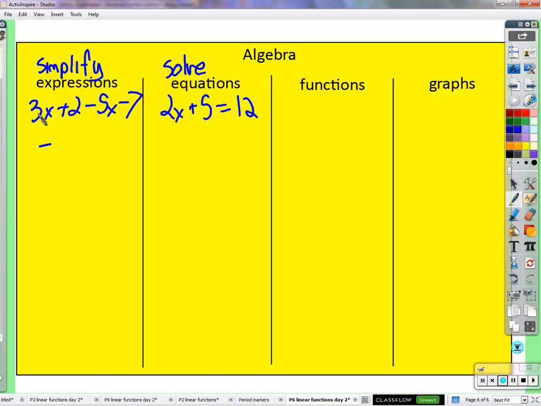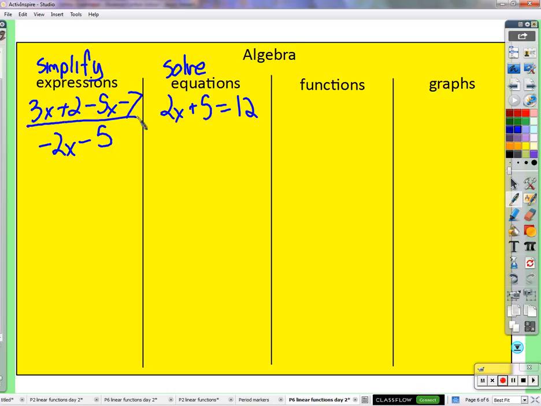When we say 3x, we're really saying we have 3 x's, just like we have 3 apples, or $3, 3 anythings. It's 3 times an x, just like 3 apples is 3 times an apple. So we have 3 x's. If I subtract 5 x's, I have negative 2 x's. Should I write plus 2 minus 7, or make it simpler and just put negative 5?